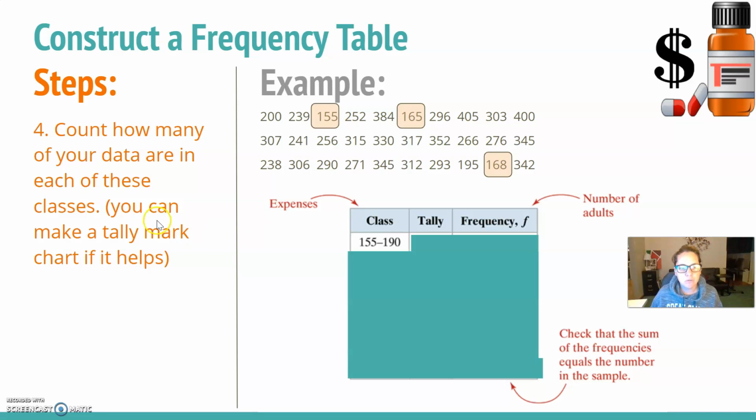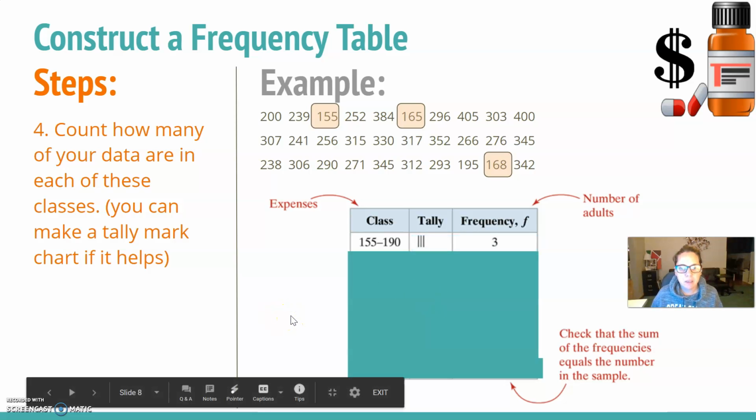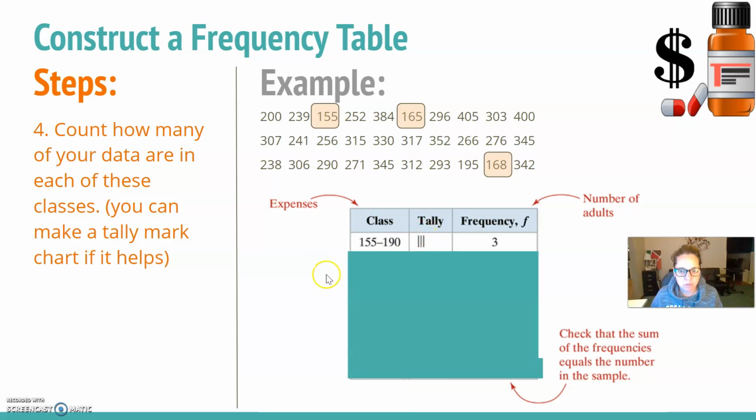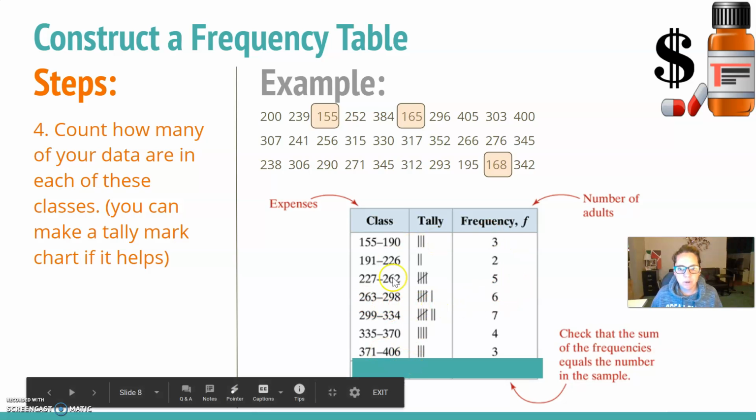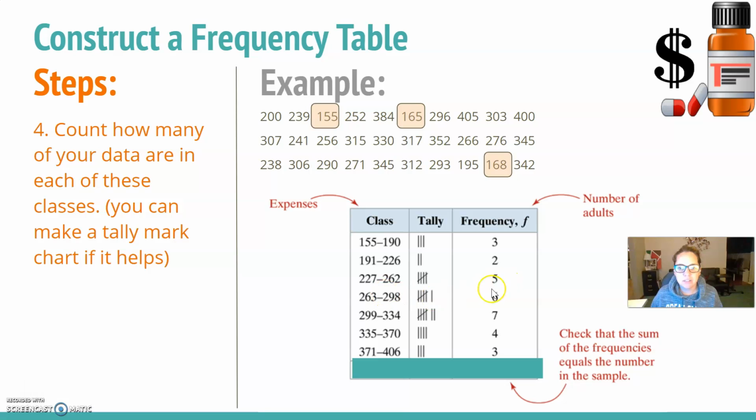Sometimes making a tally mark chart helps for some people because you can just go through and go, okay, well, 200 is in this group and you put a mark. 239 is in this group and you put a mark. So the tally marks help some people to do that. But the goal here is to find the frequency, right? So according to this, where I've gone through and done this before, there are 6 adults who answered that they spent between $263 and $298 on their prescription drugs that year.